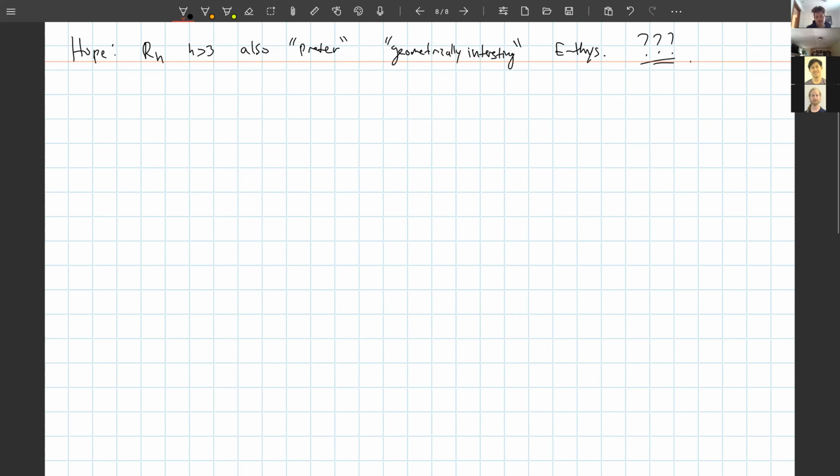Okay, and in the remaining 15 minutes, I will give a flavor of some of the proofs. Some of these things are really pretty slick and simple.